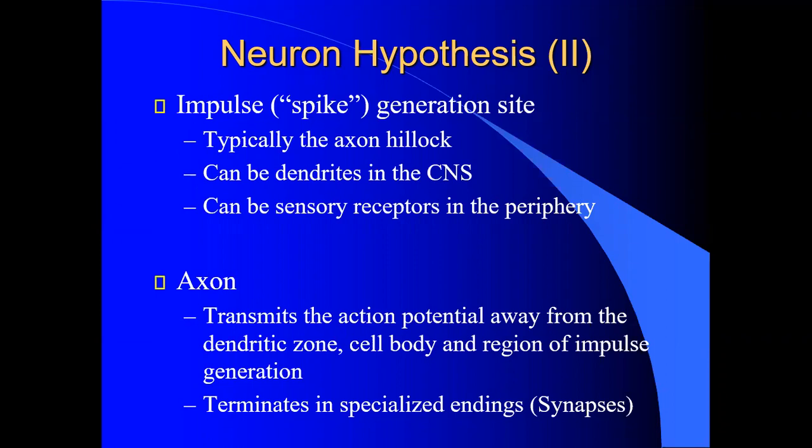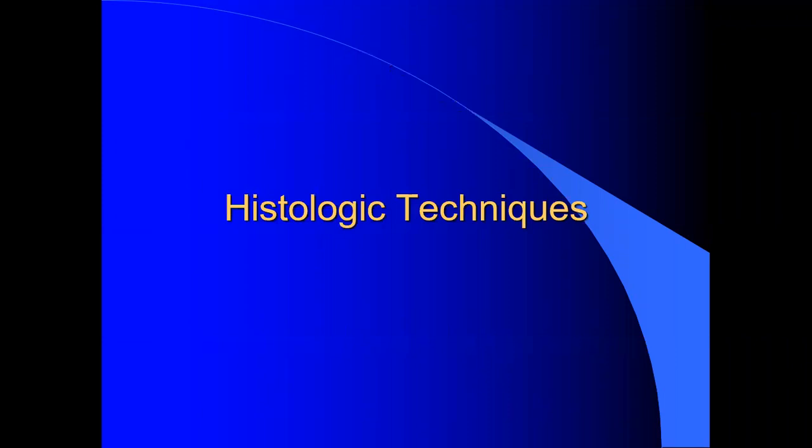And then, of course, the axon is that portion of the neuron which transmits the action potential away from the dendritic zone and cell body, okay? And then terminates in the synapses and the specialized endings. You can interrupt with questions anytime you want. That's sort of it for the introduction.